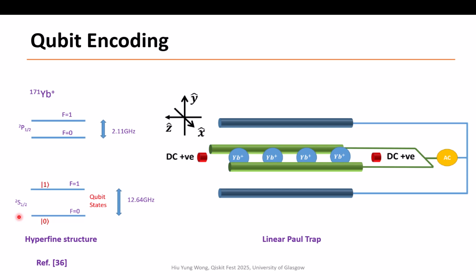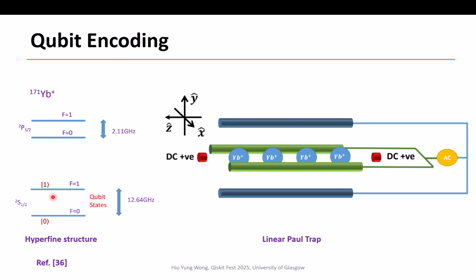And then your nucleon, the neutron and proton, has spin also. They feel the magnetic field generated by the electron. And this is the hyperfine structure, right? With the hyperfine structure, it's in the right frequency, about 12 gigahertz in this particular case for ytterbium. So this is a well-separated two-level system.